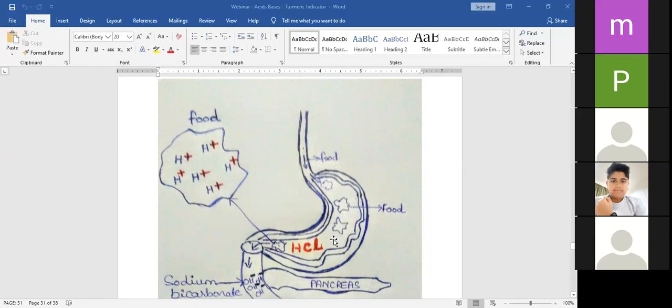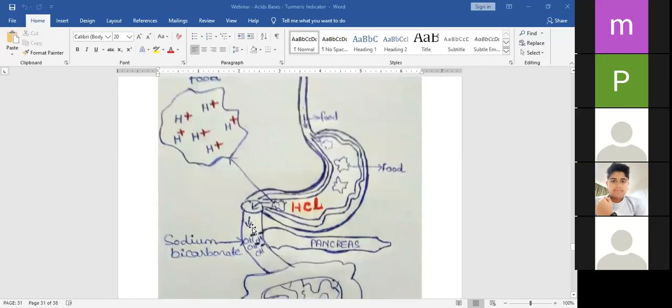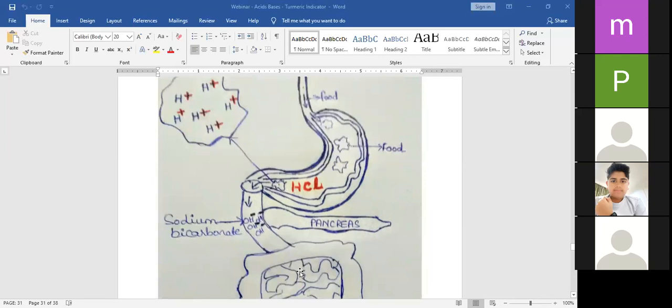Now, just one more thing. If the food that is digested here in the stomach is so acidic, with so many H plus ions, and it goes to your small intestine, the small intestine is very tender and it can't bear that acidic nature. So in between, is there something that can neutralize it?